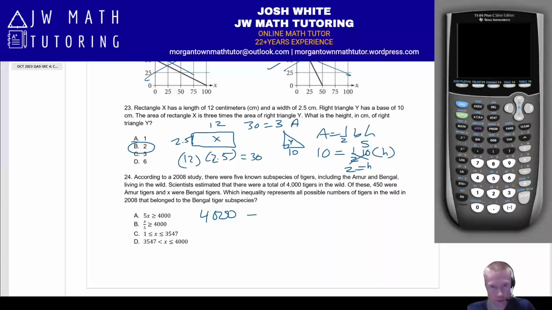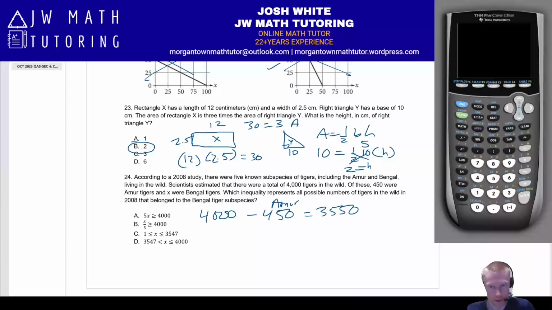So we've got 4,000 total. We take away the 450 Amur. All right. Now, if you do that, we can do it on the calculator, but it's going to be 3,550 remaining for the 4 other types. The minimum number of Bengal tigers could obviously be 1. In other words, there could be just one of them and that's it.